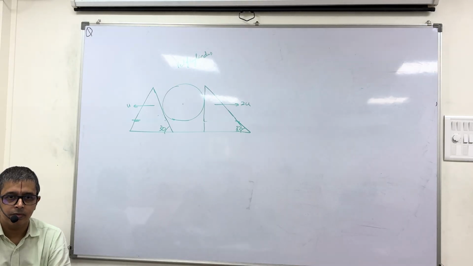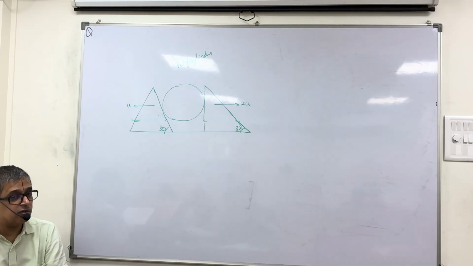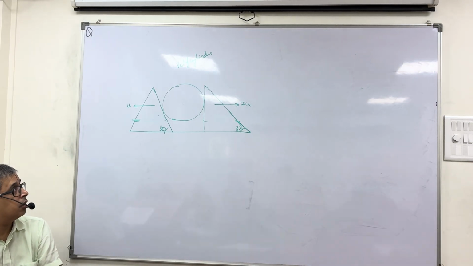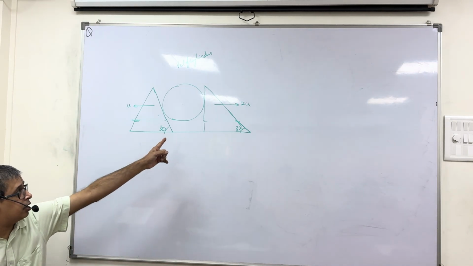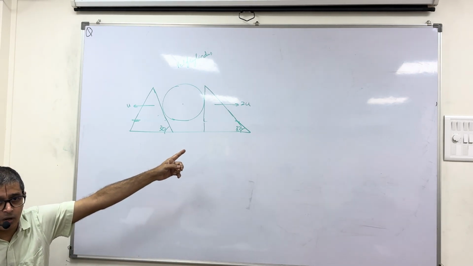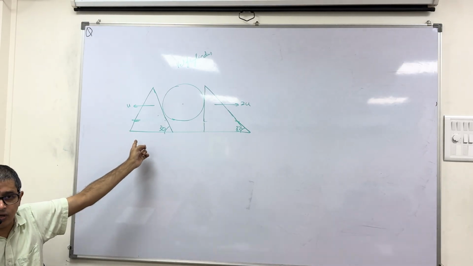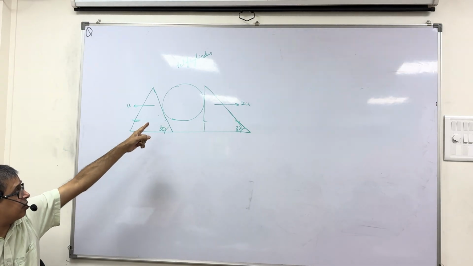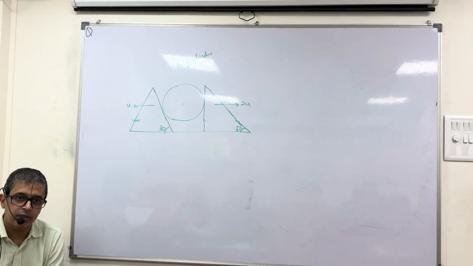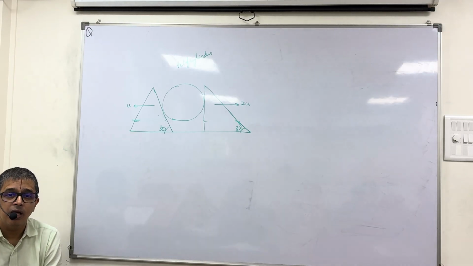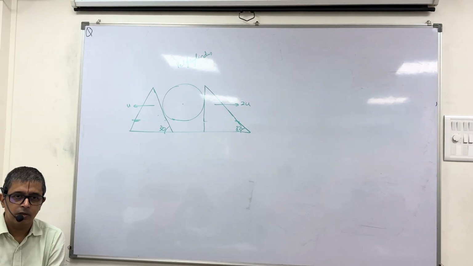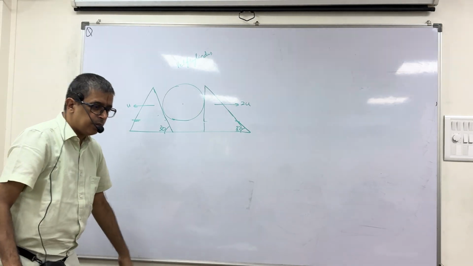Didn't understand the question? Find the velocity of the cylinder. The right wedge is moving to the right with the velocity of u. Left wedge is moving to the left with the velocity of u. At that instant, we need the velocity of the cylinder. It will fall downwards, and it will also go to the right.